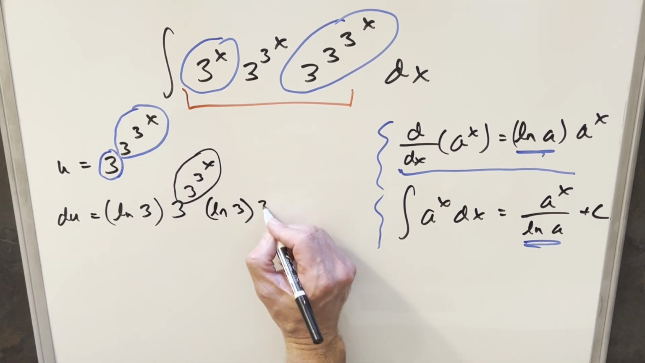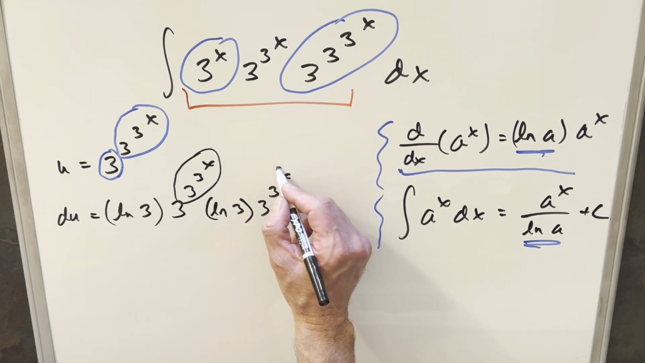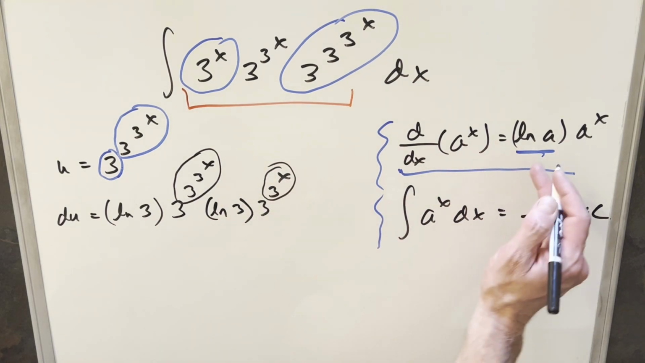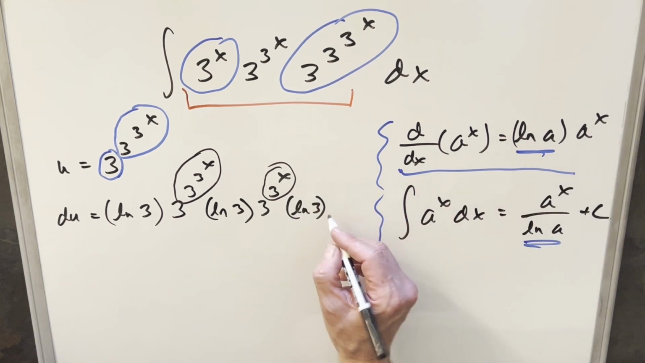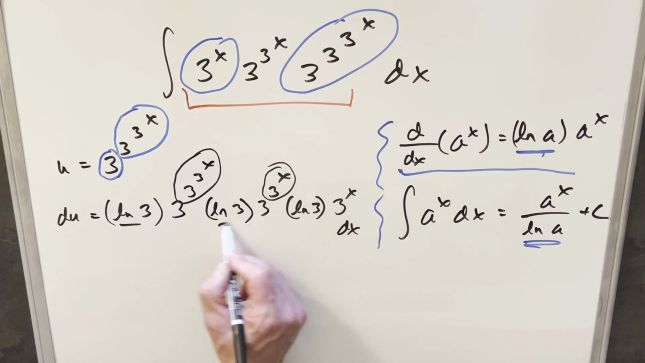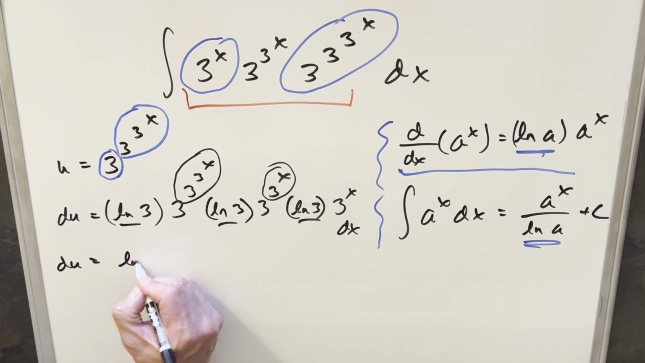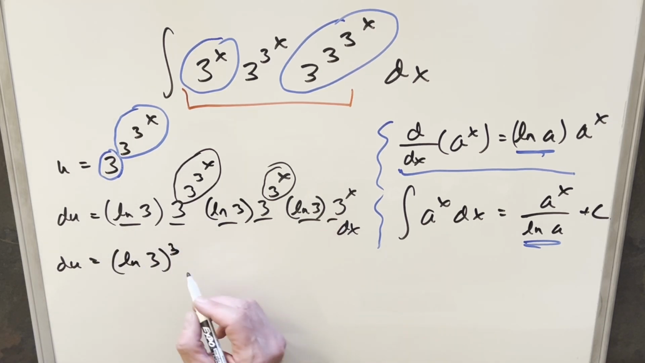We get the whole thing back, 3 to the 3 to the x, but then we need the chain rule again on just this 3 to the x. That's exactly like the formula over here, right? So we're going to have another ln 3, and then the rest is just 3 to the x. Then we'll have a dx on the end. Now let's clean this up: we've got 3 copies of ln 3, so I can write du as ln 3 cubed, and then all these other terms here.